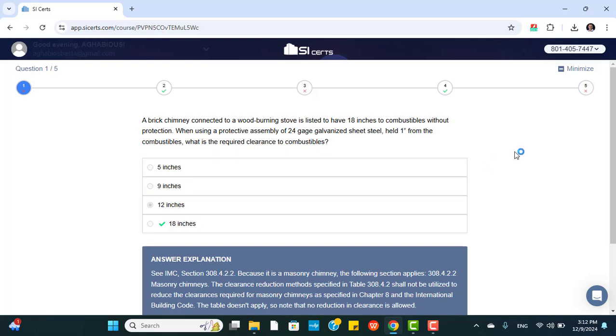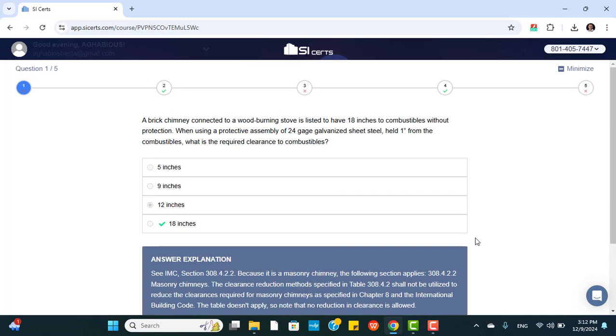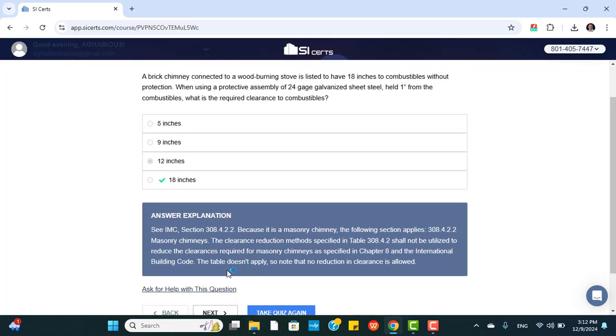See the correct answer. The correct answer is 18. In the International Mechanical Code, because it is a masonry chimney, the following section applies: the clearance reduction method specified in the table shall not be utilized to reduce clearance with a masonry chimney. So there is no reduction. There is no reduction in this one. Let's go to the next one.